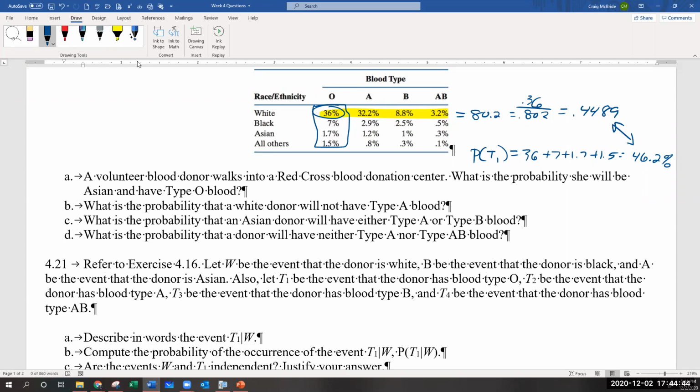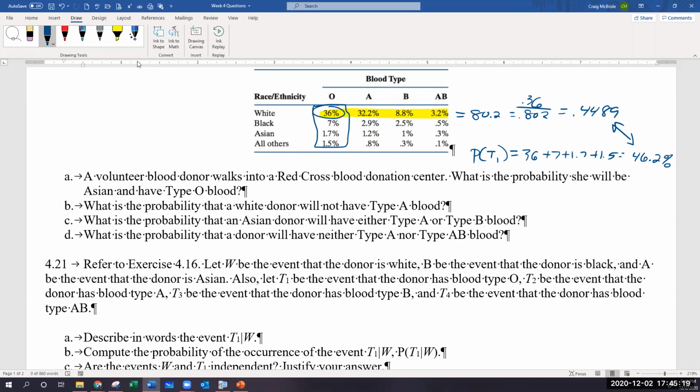So they are not independent. If they were the same, that would mean they were independent, because to be independent means one thing does not influence the probability of the other. And since the subcategory of whites has a different distribution of blood types than the entire population as a whole, that means being white has a bearing on the type of blood type that you have.